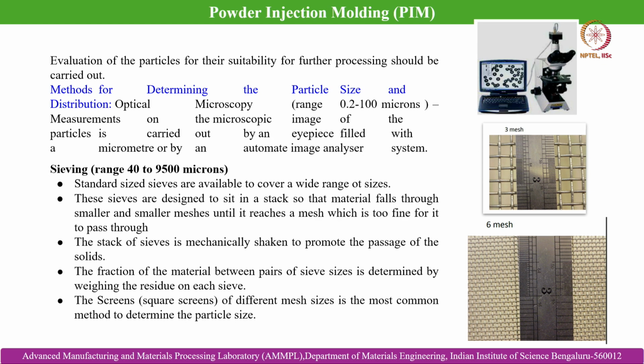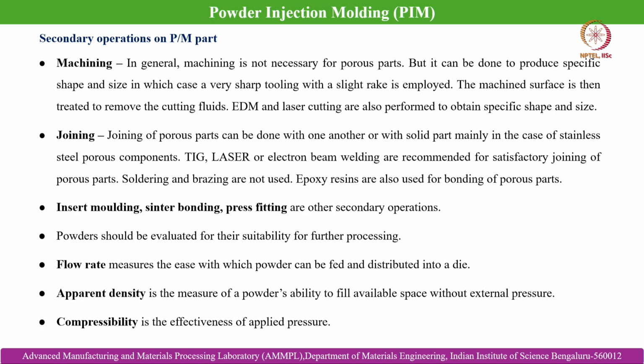So, these are the different important keywords for the powder processing, and also the secondary operations that we generally do in case of PM processed objects. When the goal is to get near net shape parts, or parts from materials which are difficult to process in other manufacturing techniques.